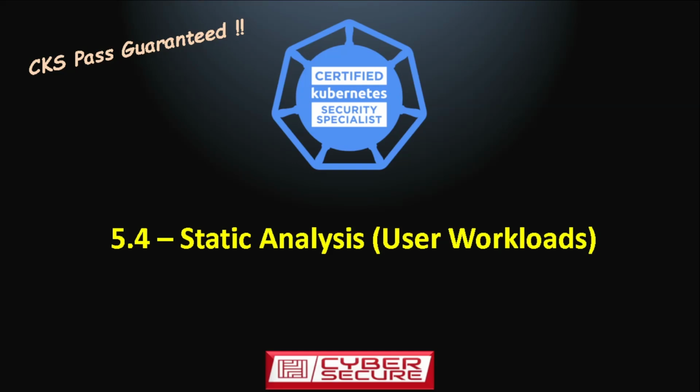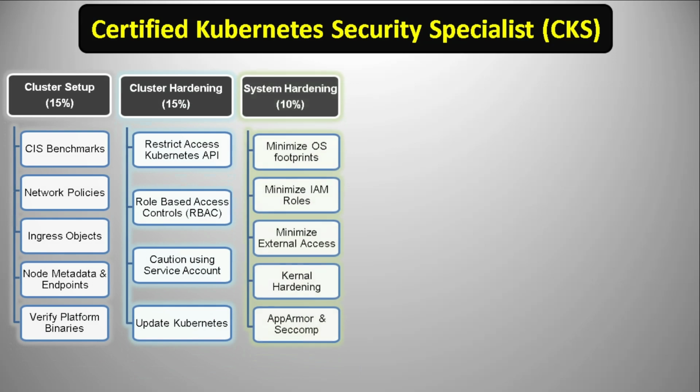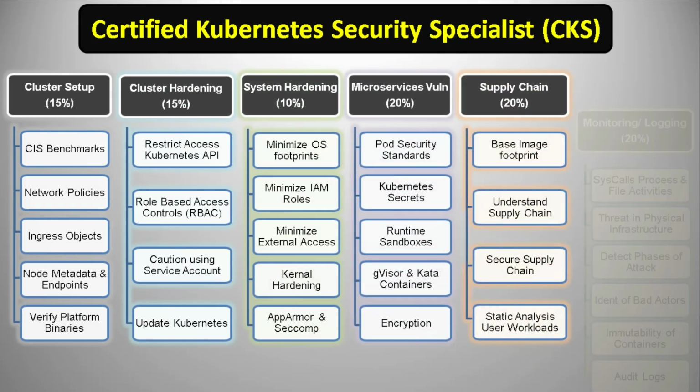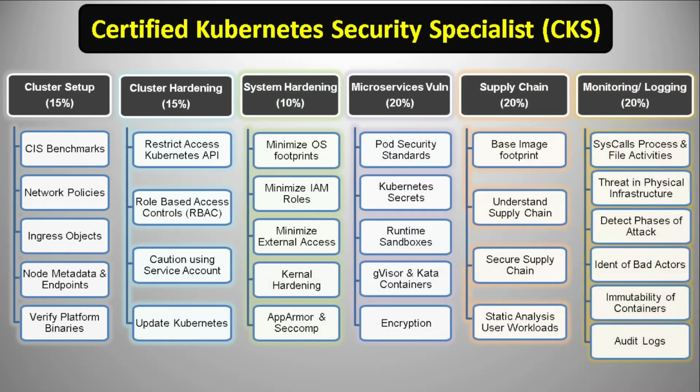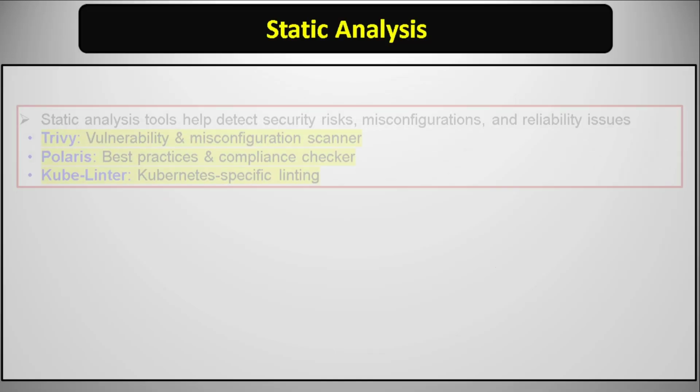Continuing with CKS Exam Essentials, the curriculum outline broadly divided into 6 domains is flashed on the screen. In today's video, we will be concluding the 5th domain, which is supply chain security, having 20% weightage as per September 2024 format. Today, we will be discussing the static analysis of users' workload.